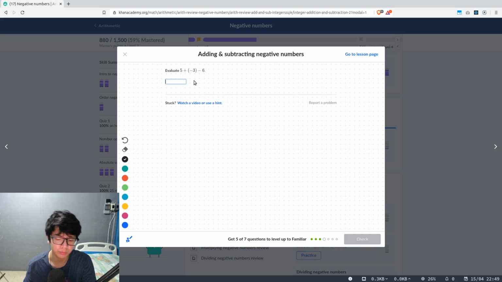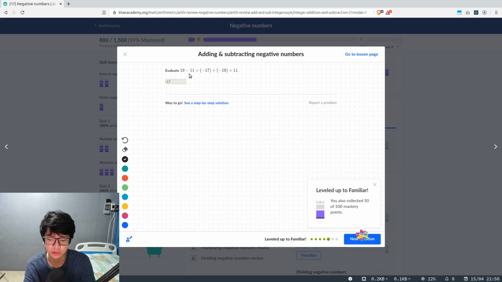So 2 minus 6, negative 4. It's going to be 8. 8 minus 7 is going to be negative 9. Negative 9, negative 28. Negative 28 plus 11, negative 28. Crap. It'll be negative 17, right? I'm sure. Yeah.